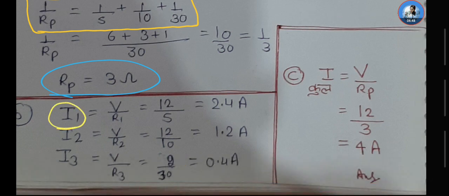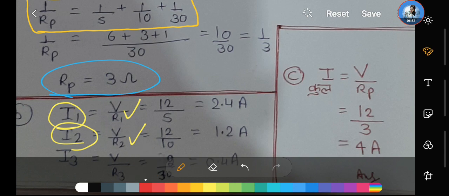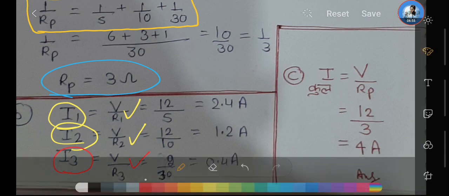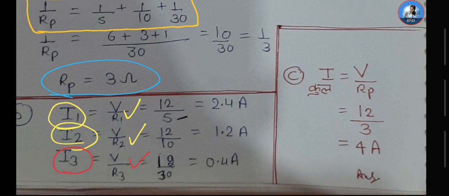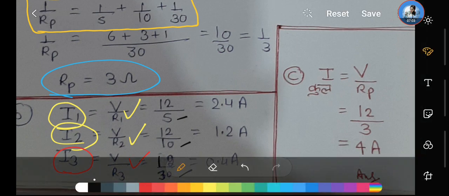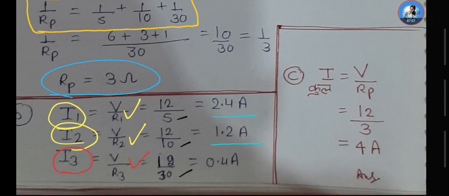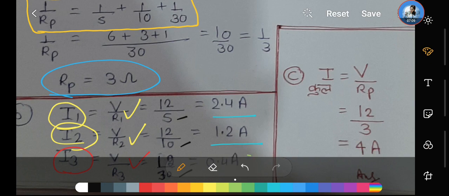I1 equals V upon R1, I2 equals V upon R2 and I3 equals V upon R3. The value of V remains the same, equal to 12, and R1 is 5, R2 is 10 and R3 is 30. So the currents we get here are 2.4, 1.2 and 0.4 ampere. Okay.